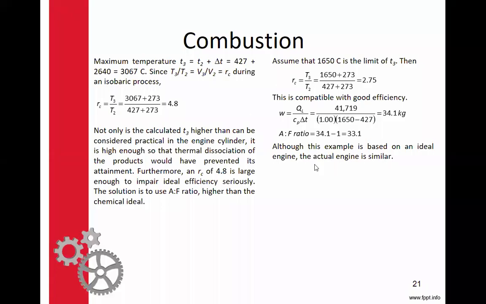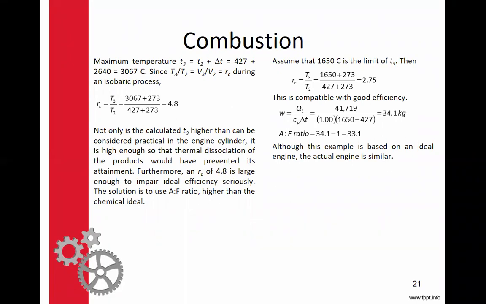So assume that 1650 C is the limit of T3, then R sub C is equal to T3 over T2, which is 1650 plus 270 over 427 plus 270, is 2.75. This is compatible with good efficiency. So W is Q1 over CP delta T, which is 41,719 over 1650 minus 427, is 34.1 kilogram. Then the air to fuel ratio is 34.1 minus 1, is 33.1.